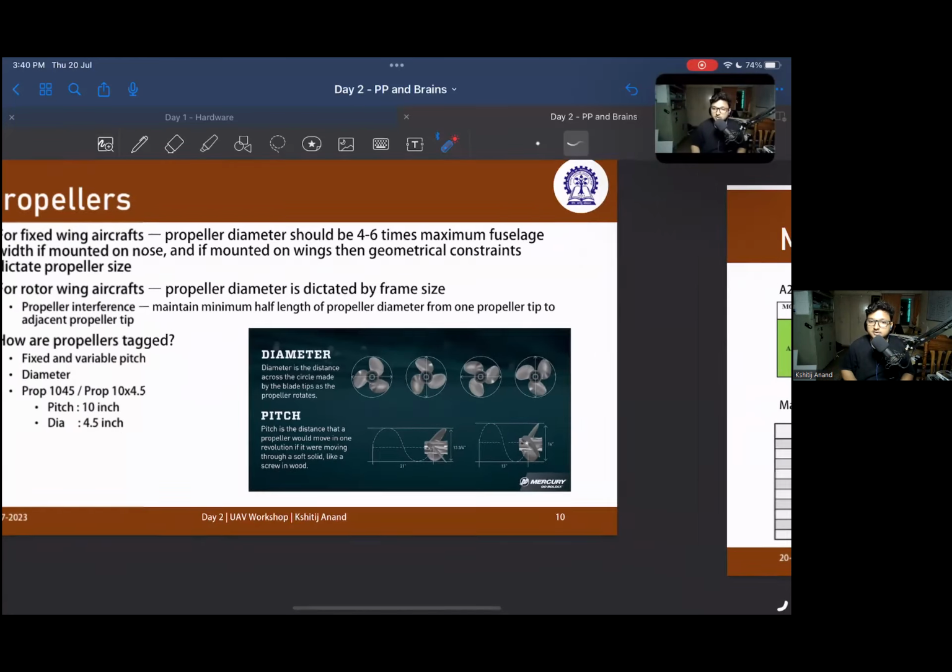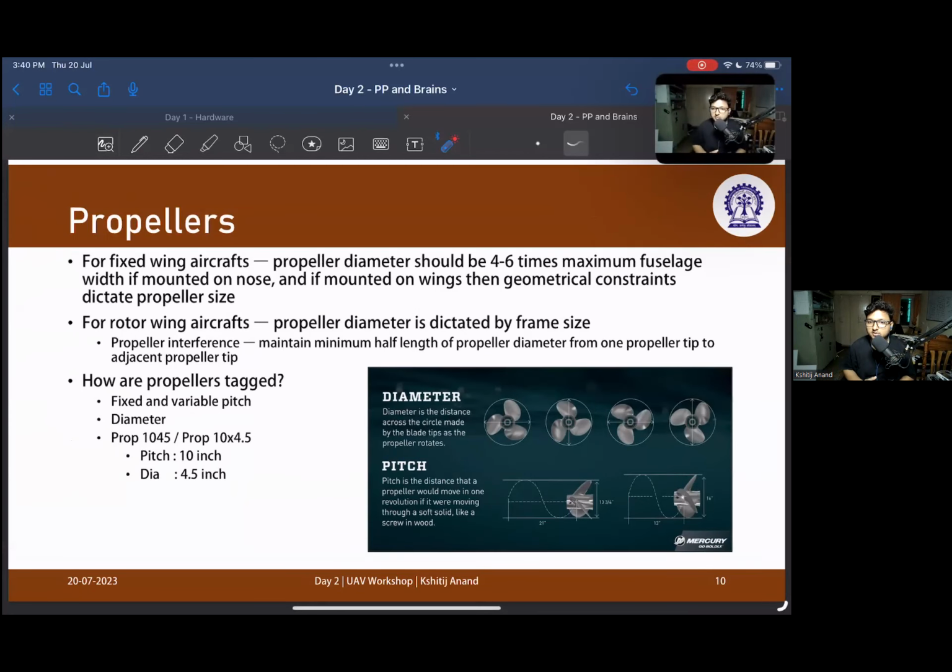So all the propellers are tagged or labeled using their pitch and diameter. If you have a propeller labeled 1045, then it has a pitch of 10 inches. Oh, I'm sorry, this is wrong. In my PPT, I have written that this is pitch and this is diameter. This is wrong. This is the diameter and this is the pitch.